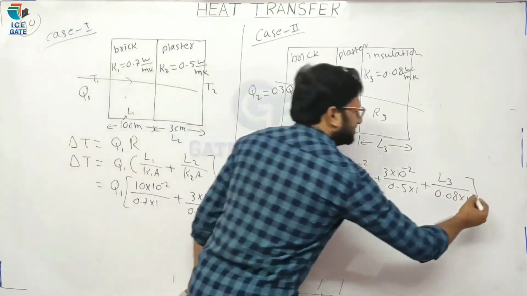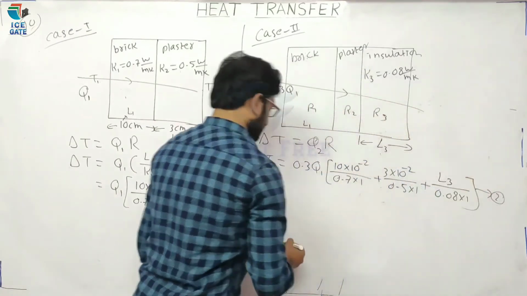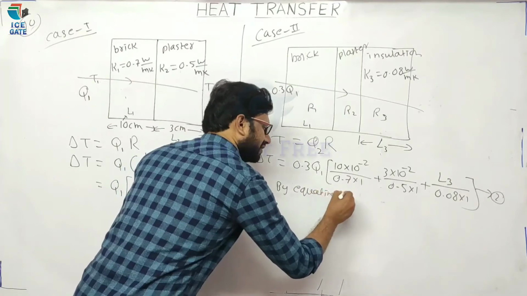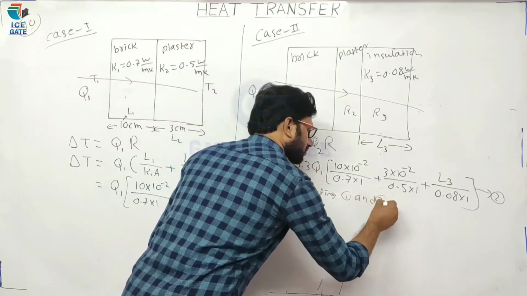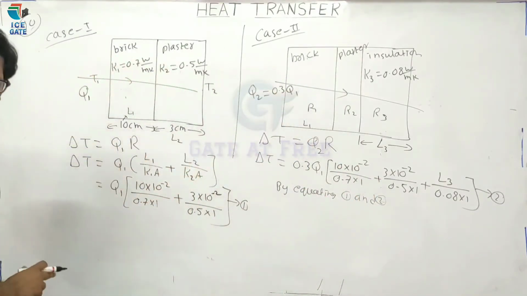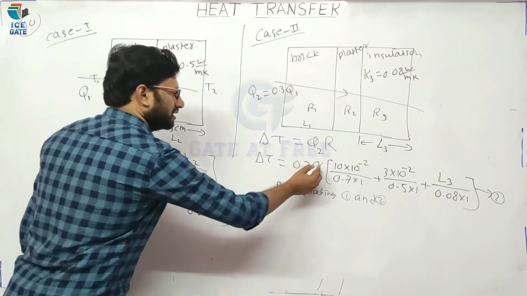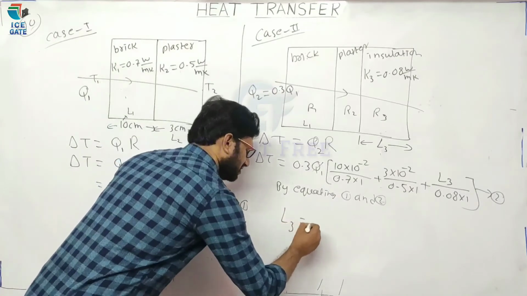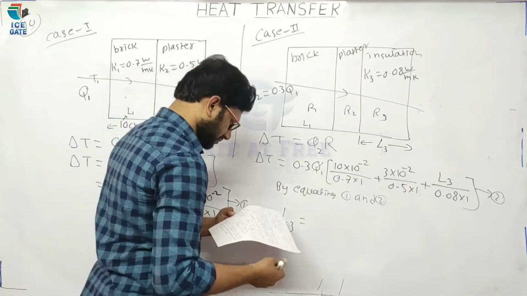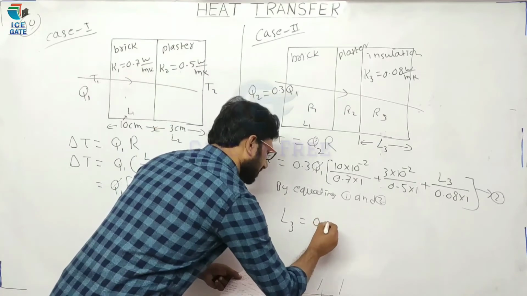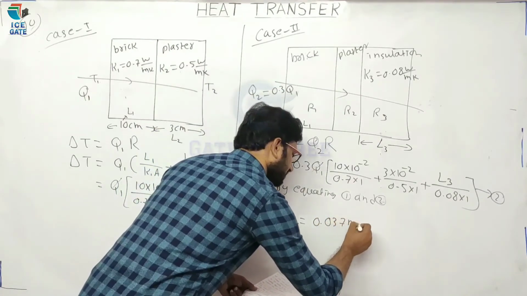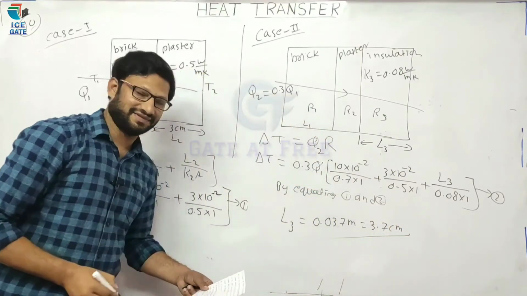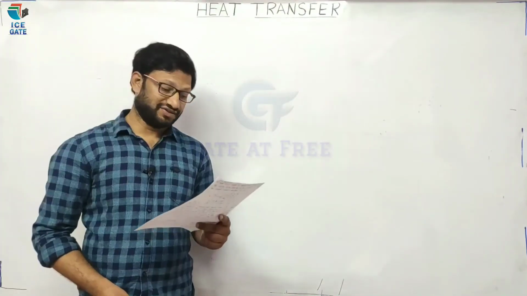Now make this equation 2. Now equate both 1 and 2. Here Q1 cancels. Now by doing the calculation, L3 is equal to 0.037 meter, that is 3.7 centimeter. Okay, hope you understood. Now see the 11th question.